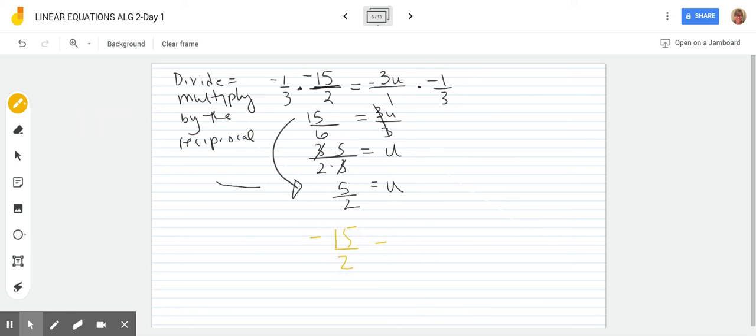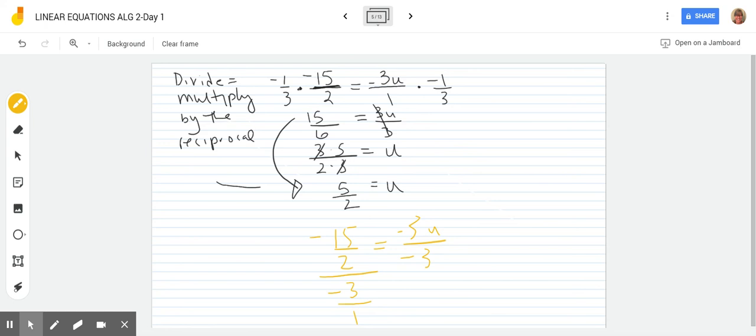-15/2 equals -3u. And let's say you divide by -3. You would have to divide this by -3. And then you'd have to put this over 1. And then to do this, this is a fraction. This is a fraction divided by a fraction. To do that, some of you guys say stay, change, flip. I say multiply by the reciprocal.